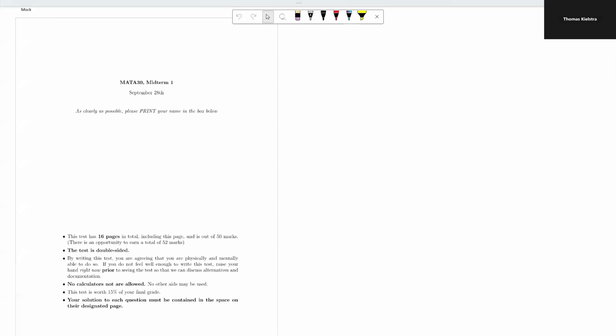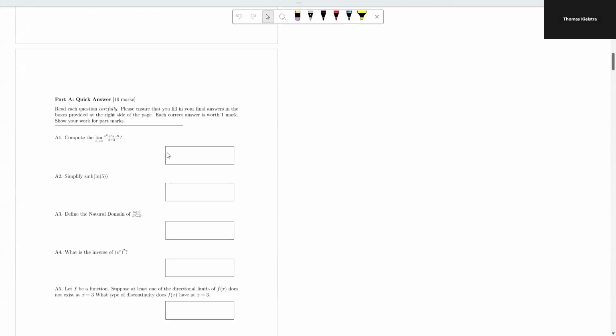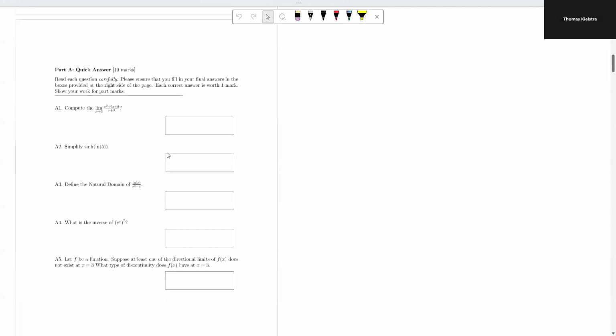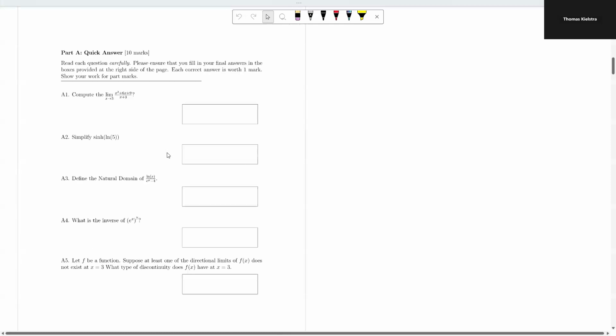So we're now going to review the mock midterm for midterm one. Okay. So for part A, they are very much quick fire questions. If you know the theory, these questions should be relatively straightforward of, do you know what your functions are? Do you know your process for limits? Do you know how to compute a natural domain? They should be relatively straightforward questions. And if you know your theory, they should not be too difficult.